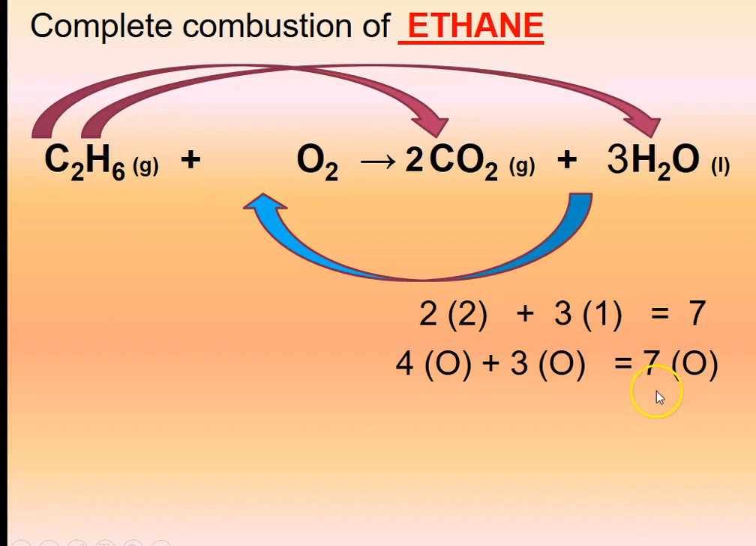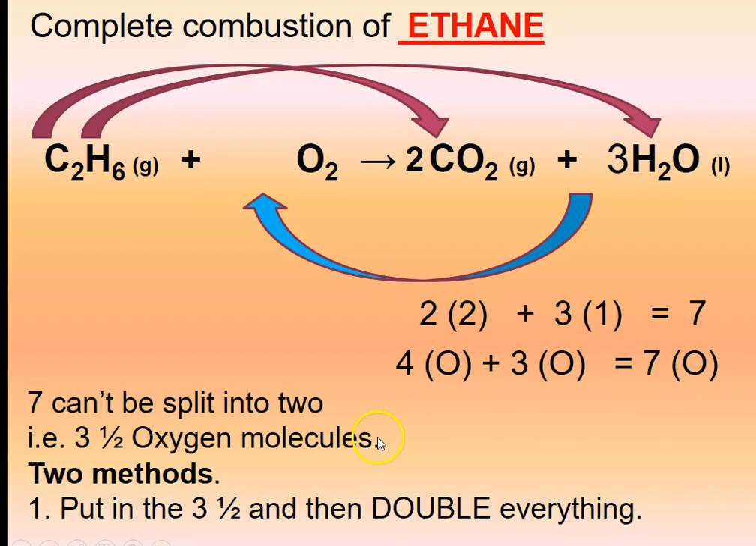So normally we would just halve those because each oxygen comes in a pair. But you can see that there's a problem. 7 can't be split into 2 because you would have 3.5 molecules. So the way of fixing this 3.5, there's 2 methods. You can put down the 3.5 first, like that. Realize that you can't have half a molecule, so the entire thing needs to be doubled so that that becomes not a half anymore.